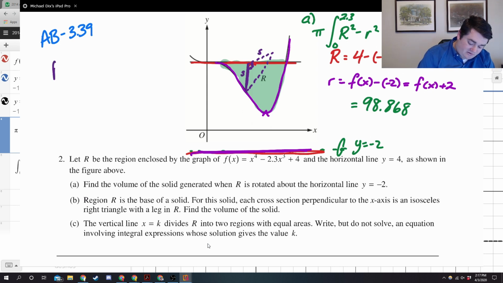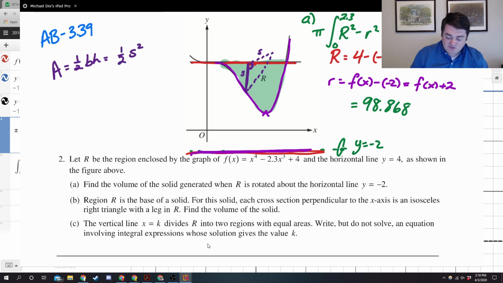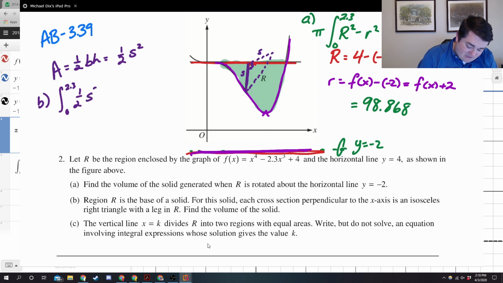where the area of an isosceles right triangle is 1/2 base times height, but in this case the base and the height are both the same, so I end up with 1/2 side length squared. So part B, the volume of this slab is going to be the integral from 0 to 2.3 of the area. I'm adding up an infinite number of infinitely thin areas, and so I get the integral of 1/2 s squared dx.